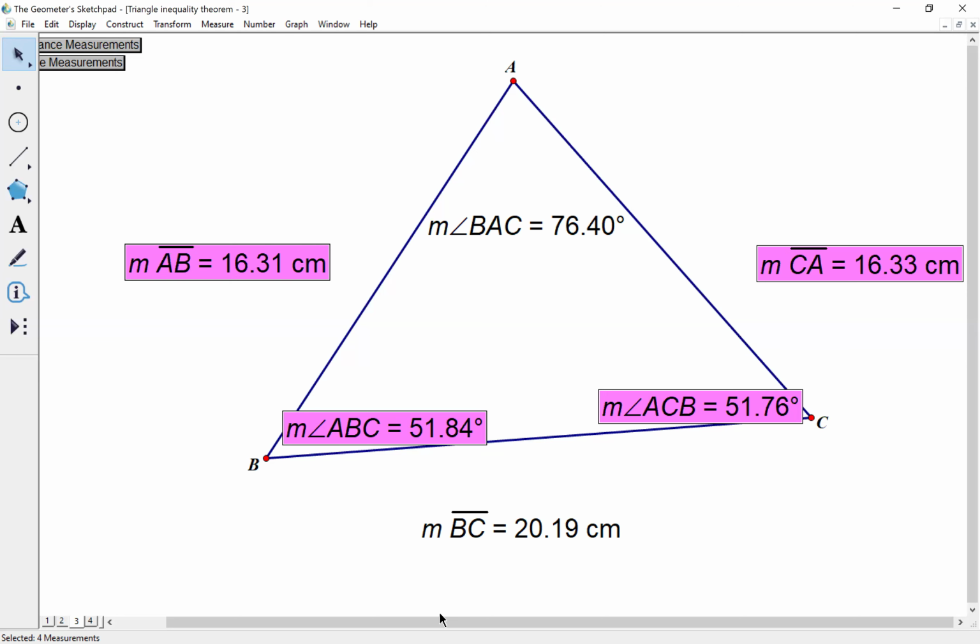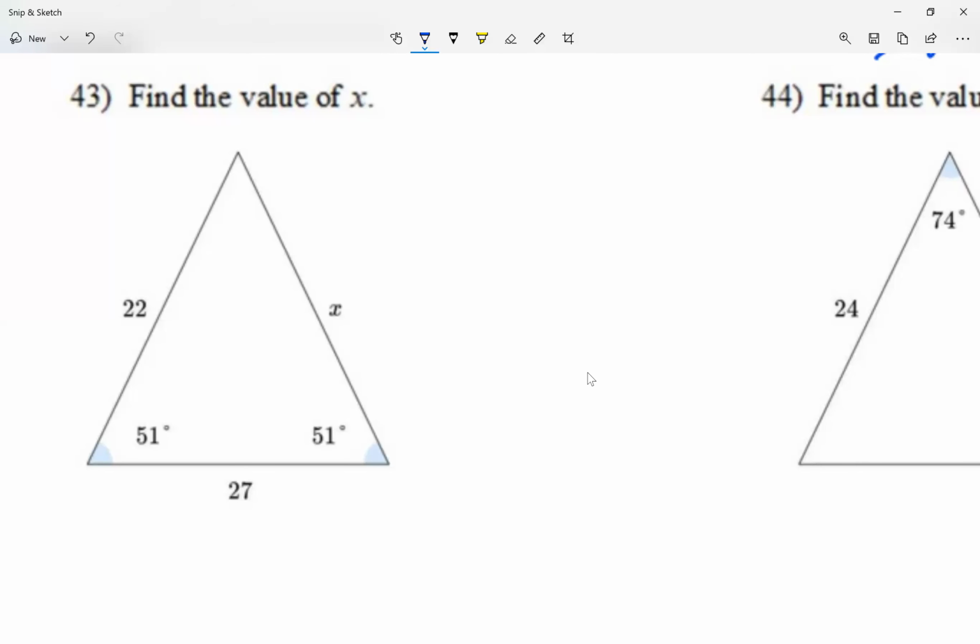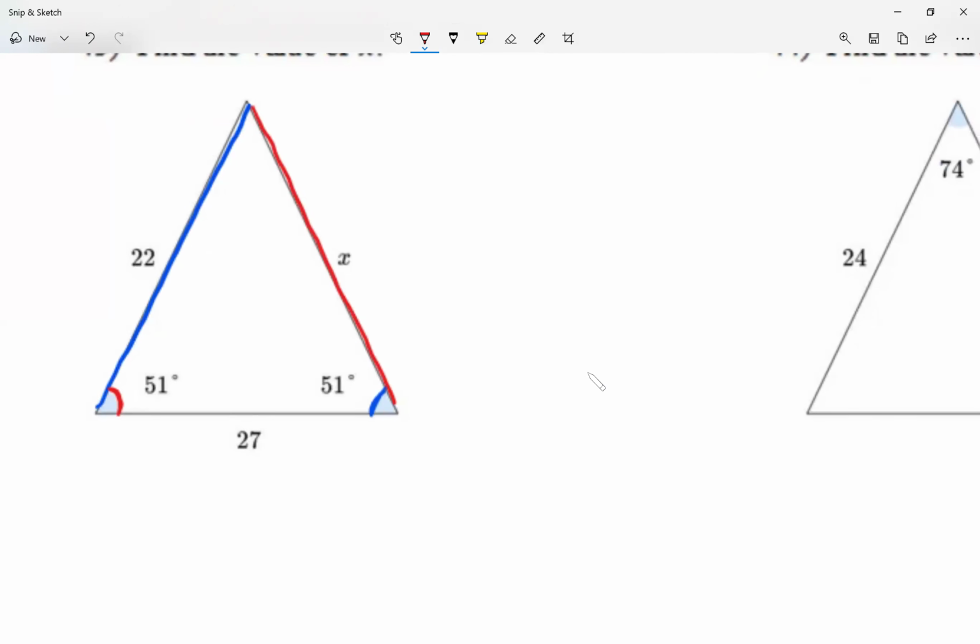So having that said, let me come back to our work here. I see two angles are equal. I'm going to do it in blue. There's 51 degrees here, and it's opposite to this side. Let me do in red. There's this 51 degrees here, which is opposite to this side. Because those two angles are equal, those two sides that I marked are equal as well. Very interesting part. If two angles are equal, two sides are equal.